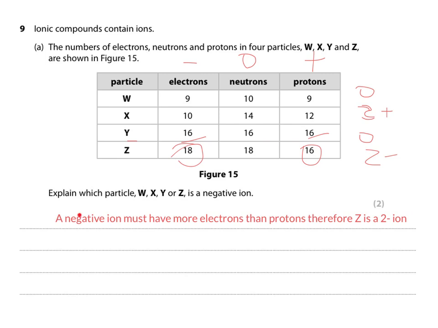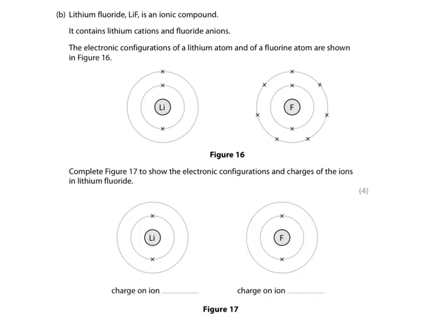So a negative ion must have more electrons than protons, therefore Z is a 2 negative ion. So lithium fluoride is an ionic compound. A compound is 2 or more atoms chemically bonded together. It can be any sort of bond. In this case it's ionic. It contains lithium cations and fluoride anions.